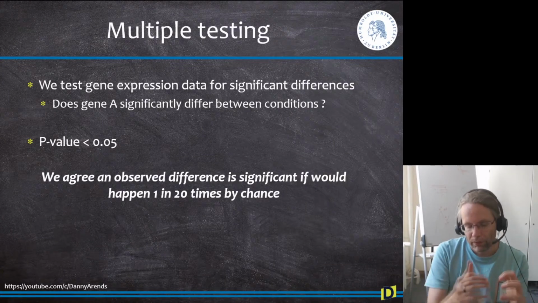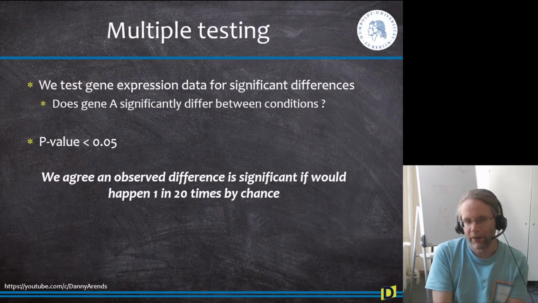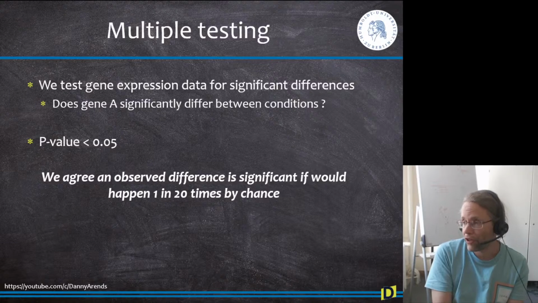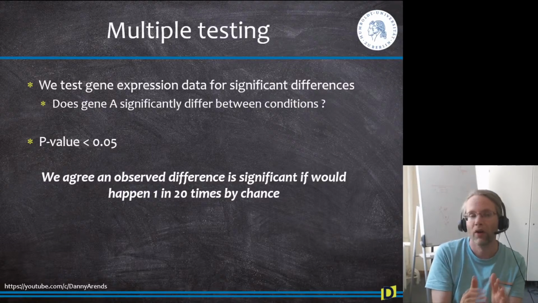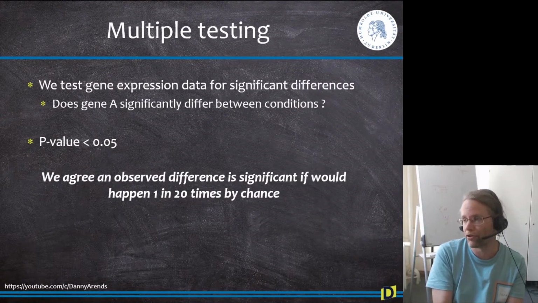All right, so we looked at testing, right? You can also do a cor.test, so you can also test if a correlation is significant or if it's not. But when we test microarrays, when we test gene expression data for significant differences, so does gene A significantly differ between conditions, we agreed on this p-value of 0.05. So if a p-value is lower than this, then we agree that an observed difference is significant if it would have happened 1 in 20 times by chance.